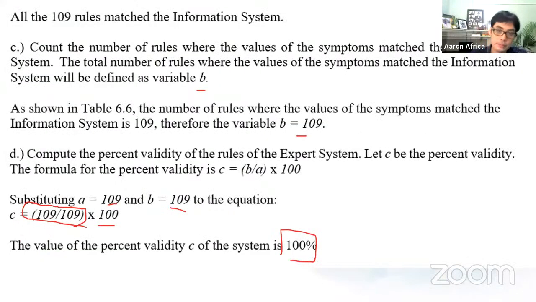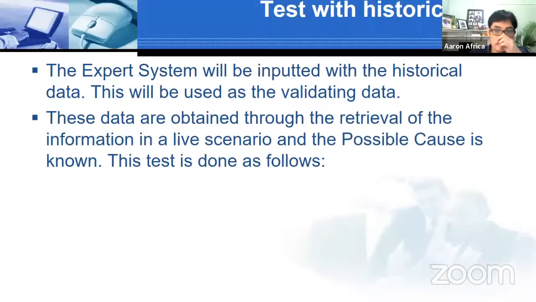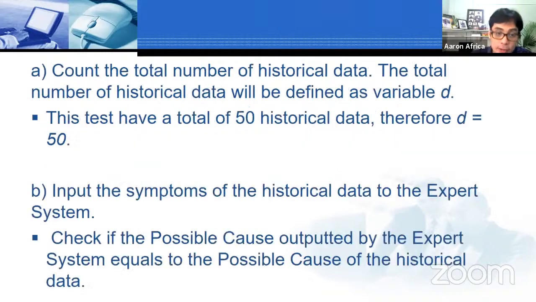Now, next is we test with historical data. The expert system that will be inputted will be tested through historical data. This will be used as the validating data. These data are obtained through the retrieval of the information in a live scenario, where the possible cause is already known. The test is done as follows.